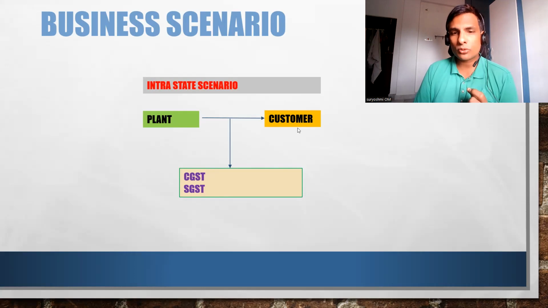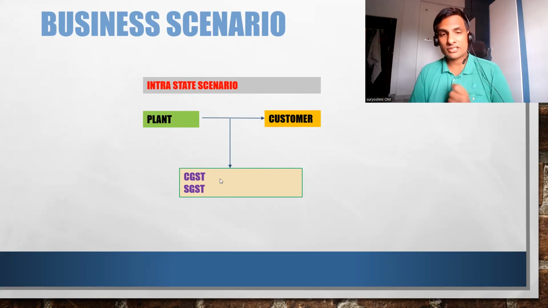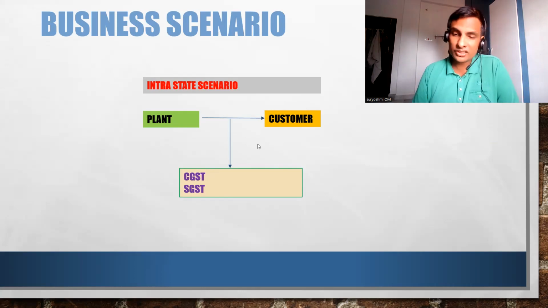We'll try to transfer the goods. That means we'll deliver the goods to the customer, so your CGST and SGST should be applicable. Okay, this is for outbound.